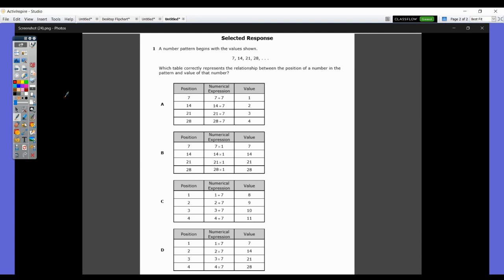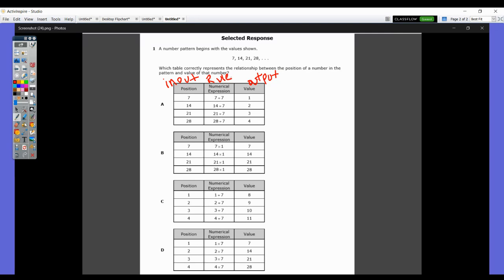Remember, position is the same as input, value is the same as output, and another word for numerical expression is rule. Remember, sometimes on a test or an assignment, they will use either input and output, or they're going to use the vocabulary words position and value.